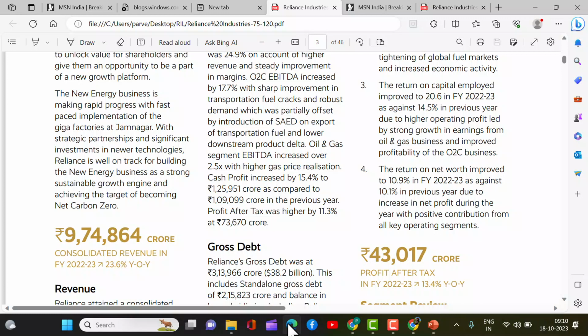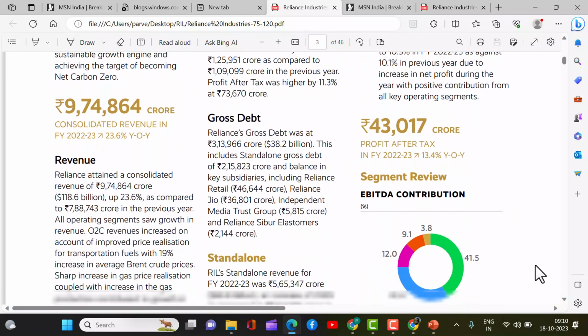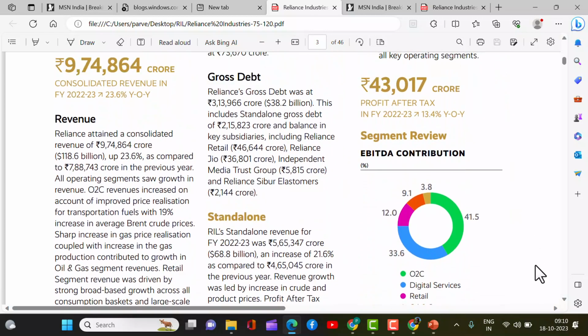Then if you look at the gross debt of the company, before that, how their revenue stacked up. Sorry, the EBITDA contributions. Okay, so we'll talk about how much EBITDA they have made. Okay, gross debt. Reliance gross debt was 3,13,966 crores. Huge amount of debt they have taken.